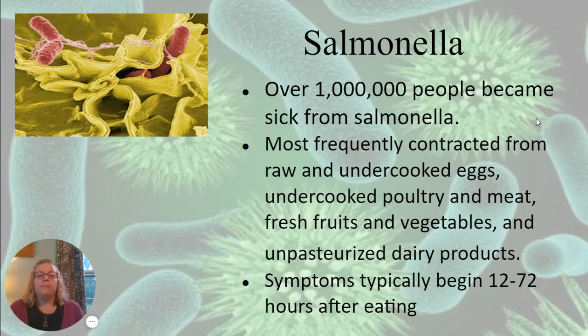Okay. In addition to raw eggs, you can get it from undercooked poultry. So if you don't cook chicken all the way to the recommended temperature, you can get sick. You can get away with it with ground beef, but not with ground chicken or raw chicken and turkey and things like that. You can also get it from fresh fruits and vegetables if they have been contaminated with salmonella, and if you've consumed any unpasteurized dairy products.